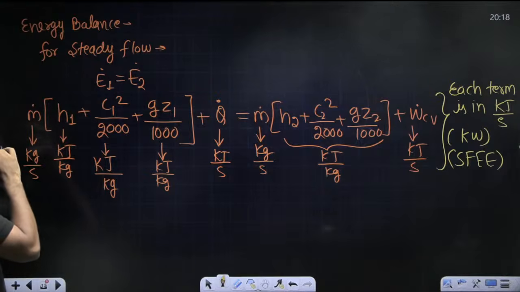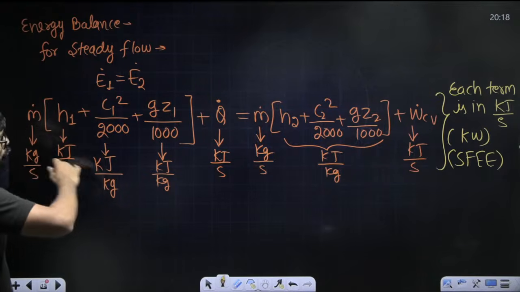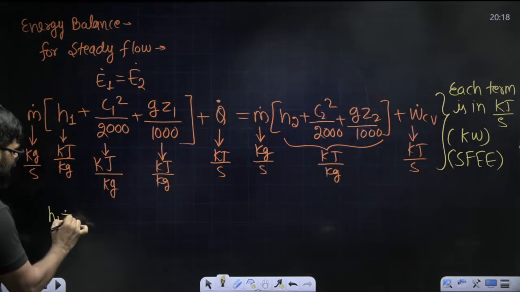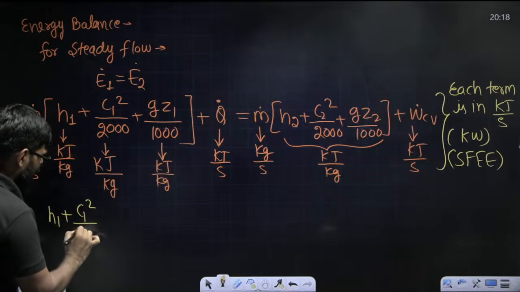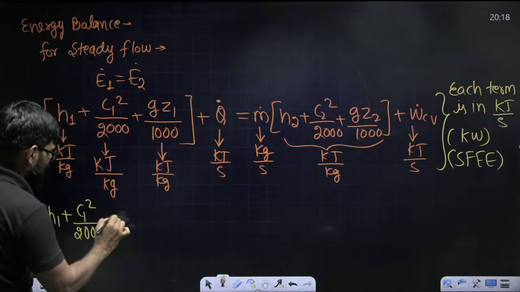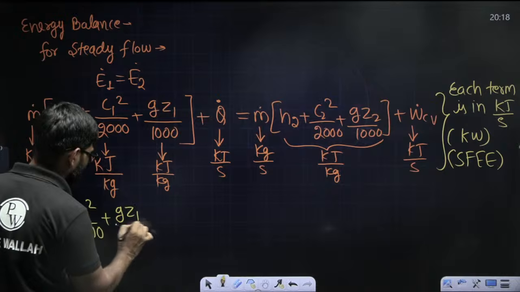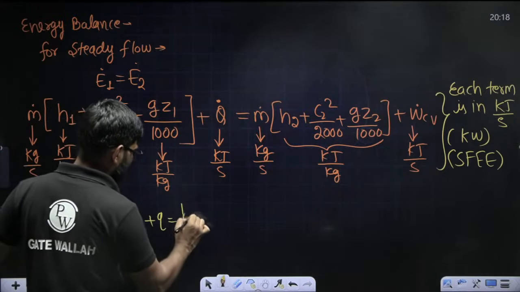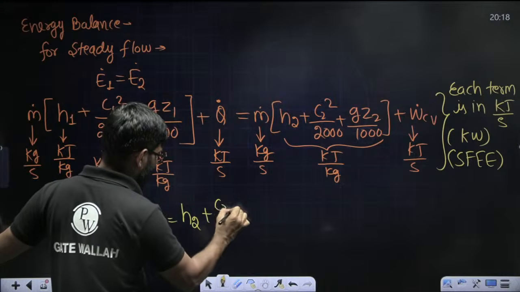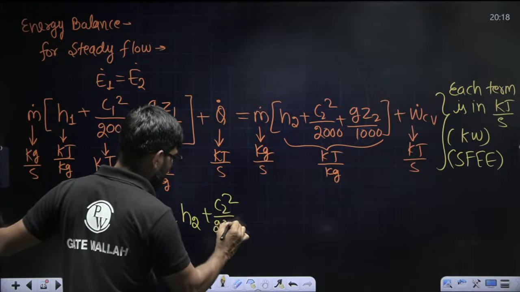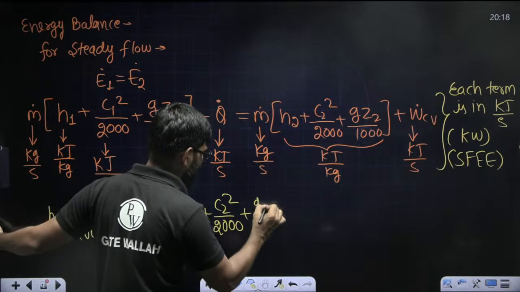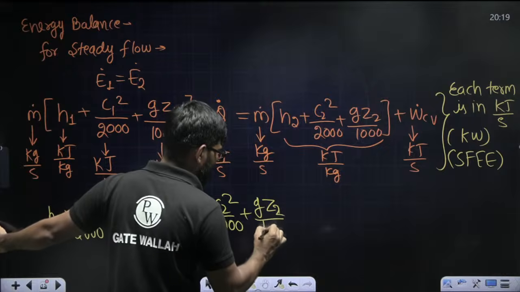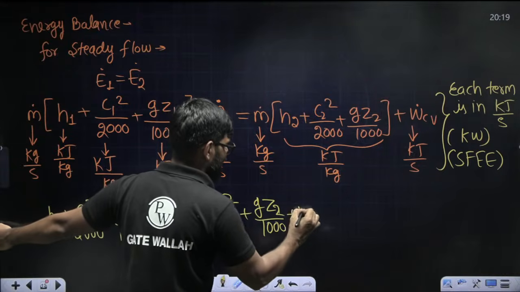Now I'm going to divide with m dot. So you will get h1 plus c1 square by 2000 plus g z1 by 1000 plus Q is equal to h2 plus c2 square by 2000 plus g z2 by 1000 plus W control volume dot.